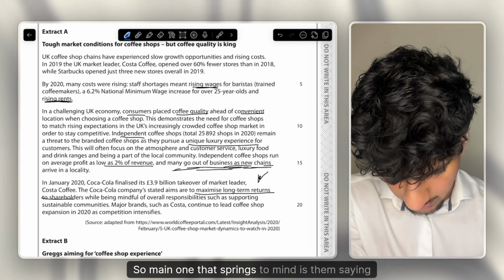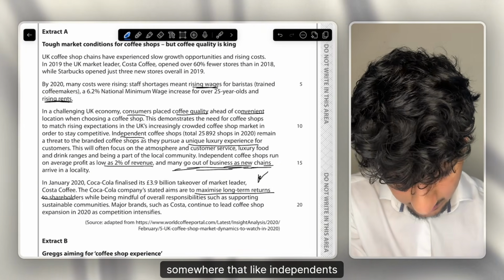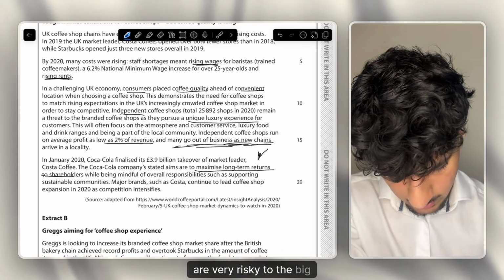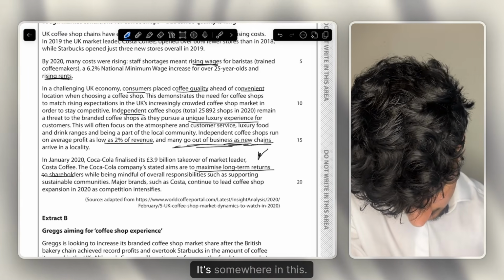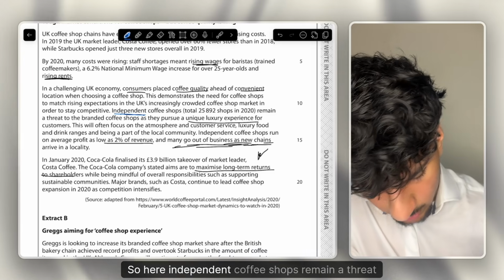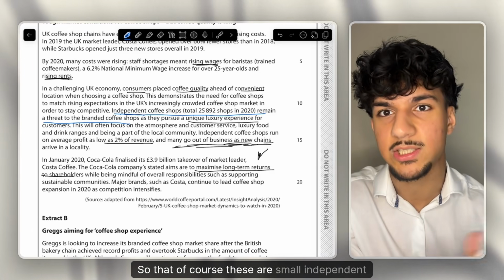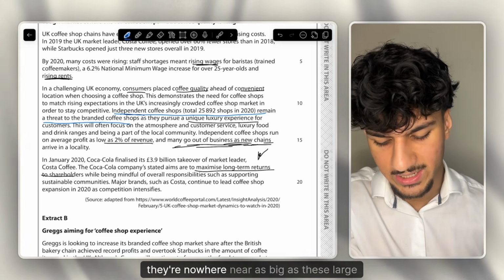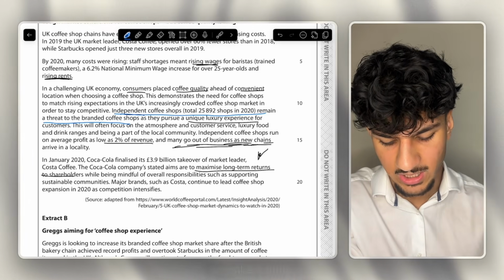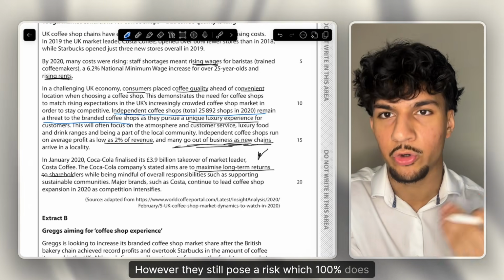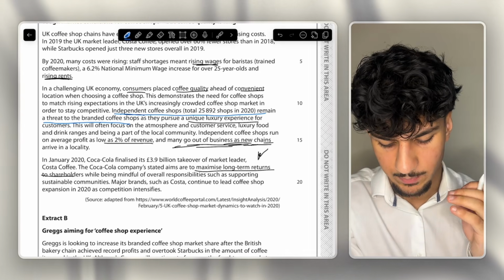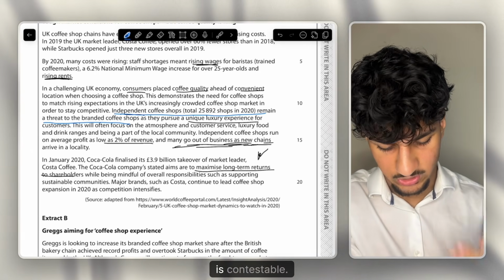The main one that springs to mind is them saying somewhere that independents are very risky to the big, where is it? It's somewhere in there. Yeah, so here. Independent coffee shops remain a threat to branded coffee shops. Of course, these are small independent shops. They're nowhere near as big as these large incumbent firms. However, they still pose a risk, which 100% does prove the point that this coffee shop market is contestable.